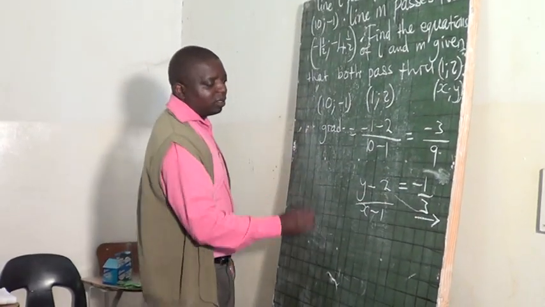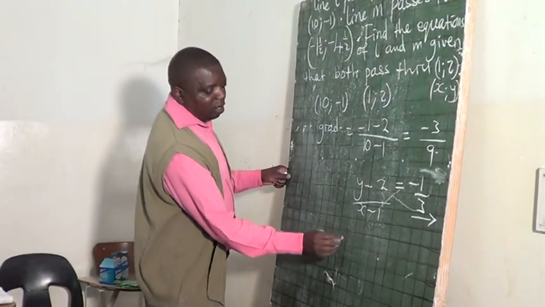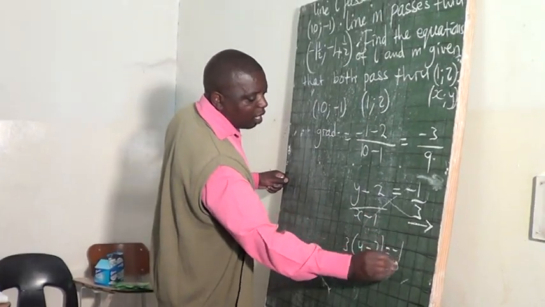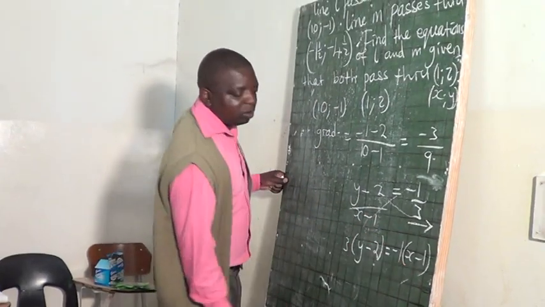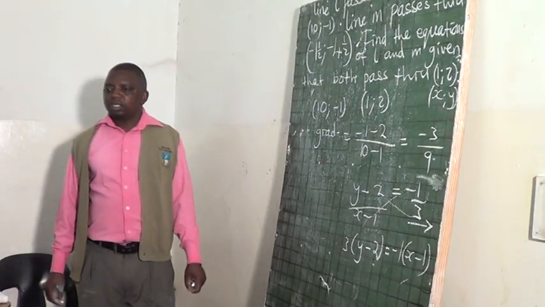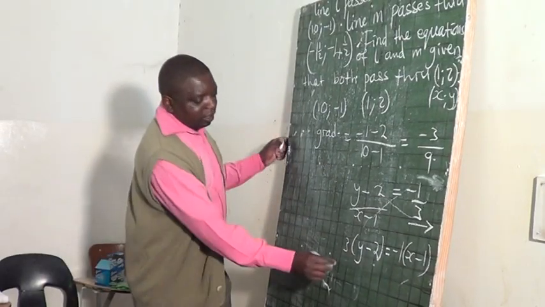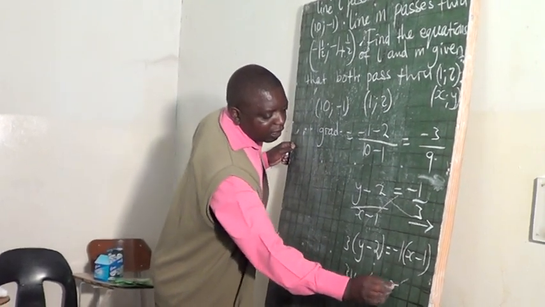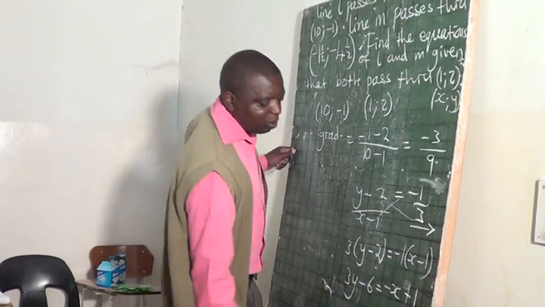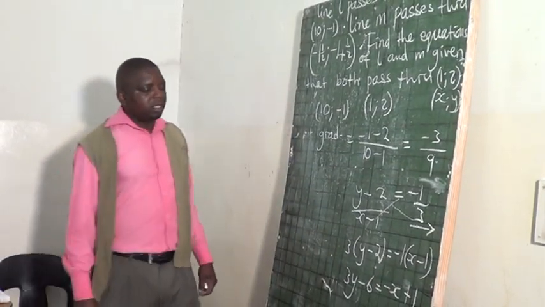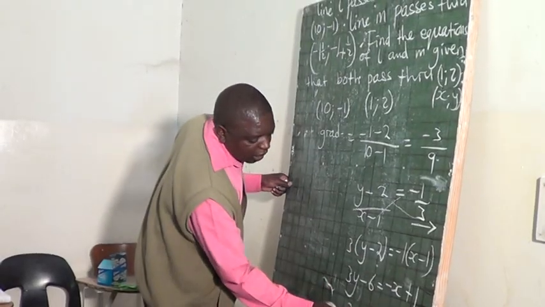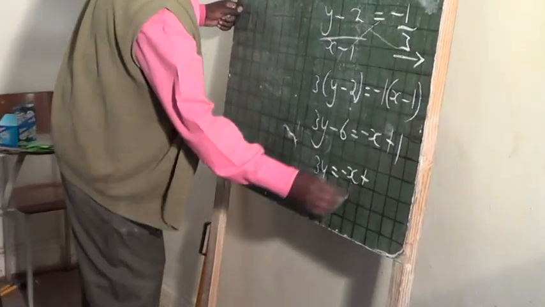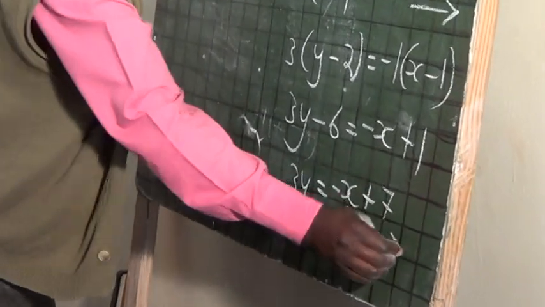Then you cross multiply. So 3 in bracket y minus 2 is equal to minus 1 in bracket x minus 1. Removing brackets gives 3y minus 6 equal to minus x plus 1. You take minus 6 to the other side, 3y is equal to minus x plus 1 plus 6. You end up with plus what? 7.